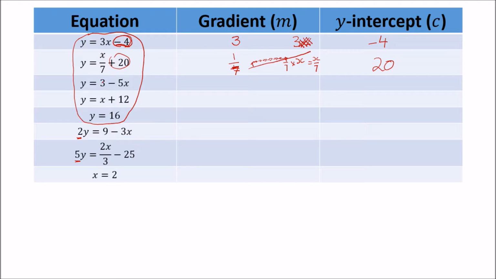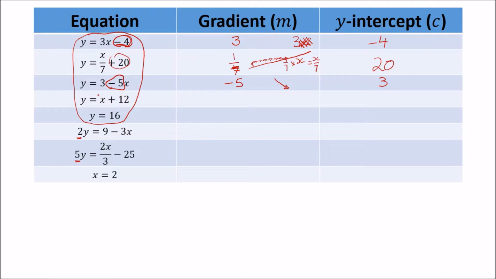Here you should have been very, very careful because the coefficient of x, it's not sitting up the front here like it is in these first two. It's sitting over here, and that negative is associated with that number. So the gradient here is negative 5. The line is going down. And the y-intercept is 3.